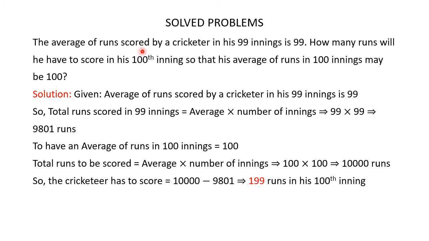The average of runs scored by a cricketer in his 99 innings is 99. How many runs will he have to score in his 100th innings so that his average of runs in 100 innings may be 100?